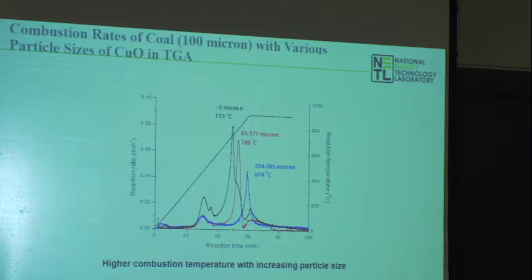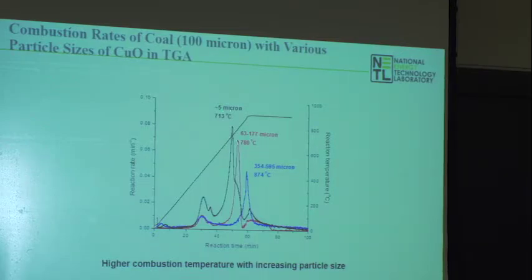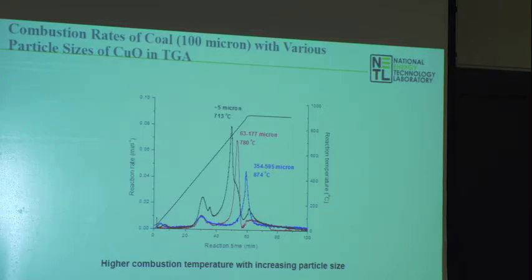It's a TGA profile again, temperature up in here. Here we're showing reaction rate, the derivative of the rate of change of the mass. And so you see as we start to shrink down the particle size, we get, at lower temperatures, even higher and faster reaction rates. Looks like there's a solid reaction going on there.